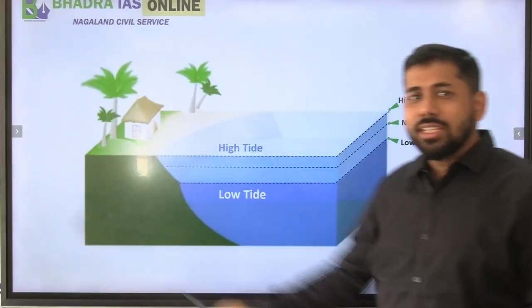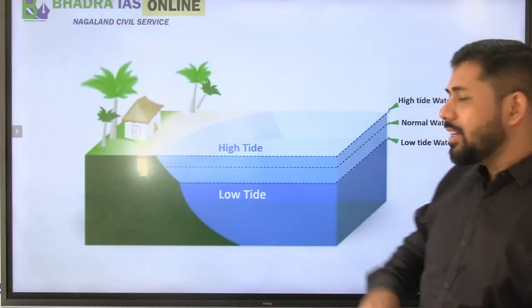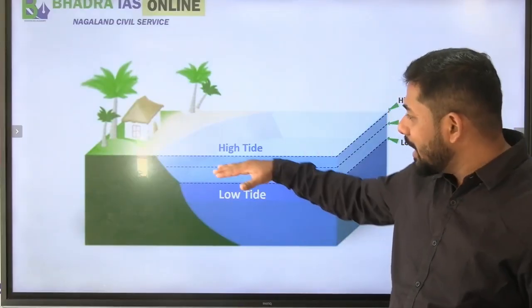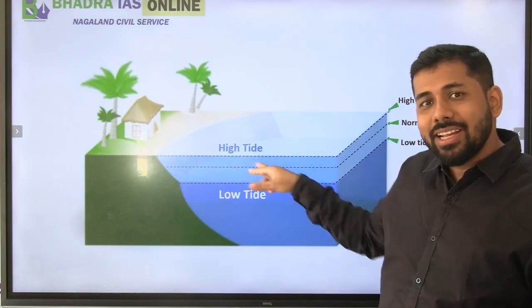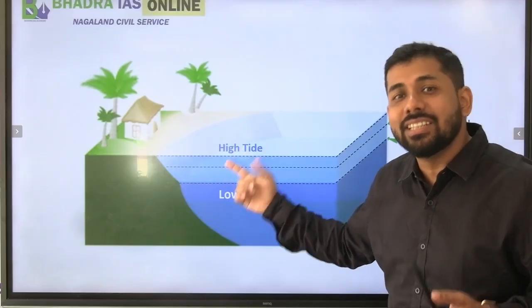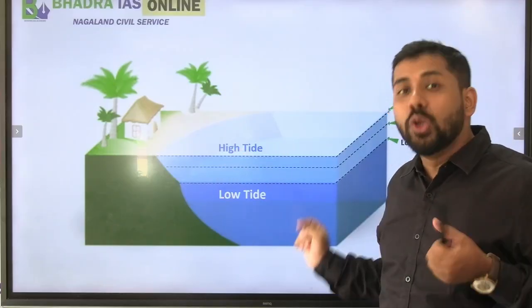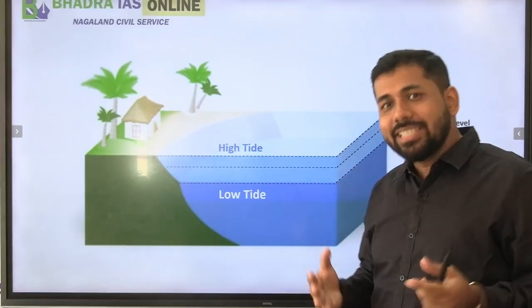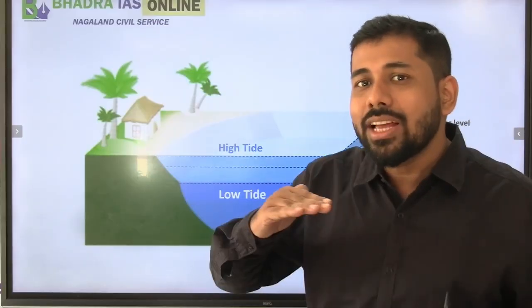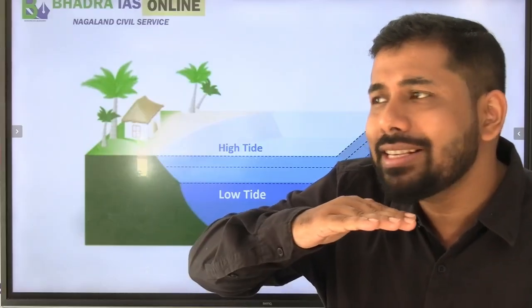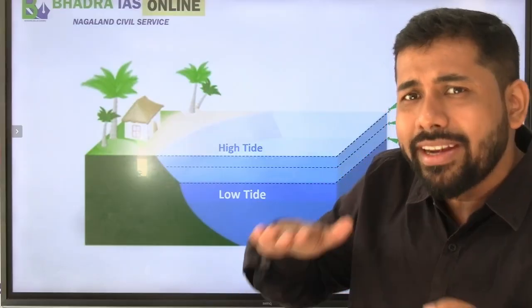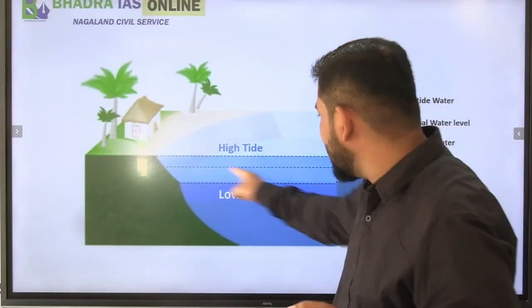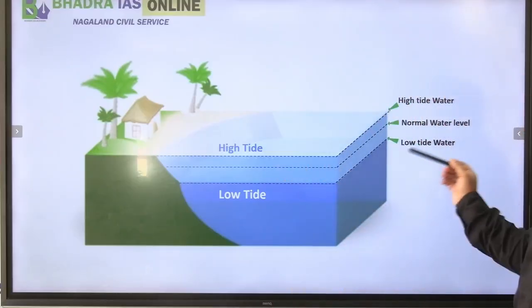See. Can you see this is the ocean, right? There are three levels of ocean where I'm showing that there is an upper level, there is a lower level, right? This upper level is written as the level of high tide. This is the level of low tide. Now, what is high tide? There is a situation when the level of ocean is not much high, not low tide. Rather, it is in between. That situation is called normal water level.